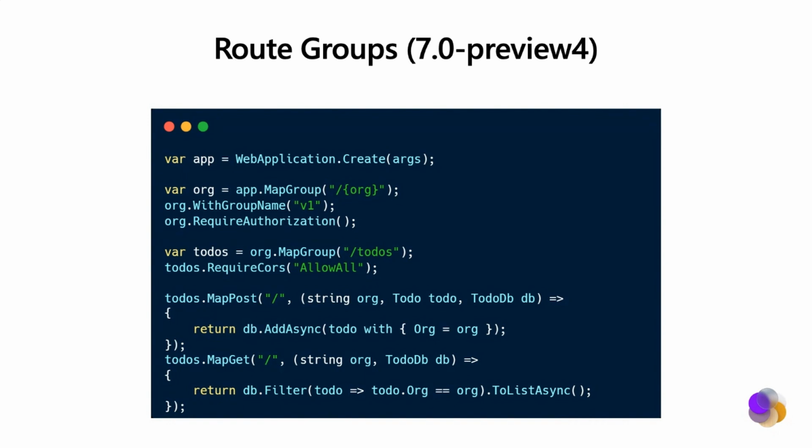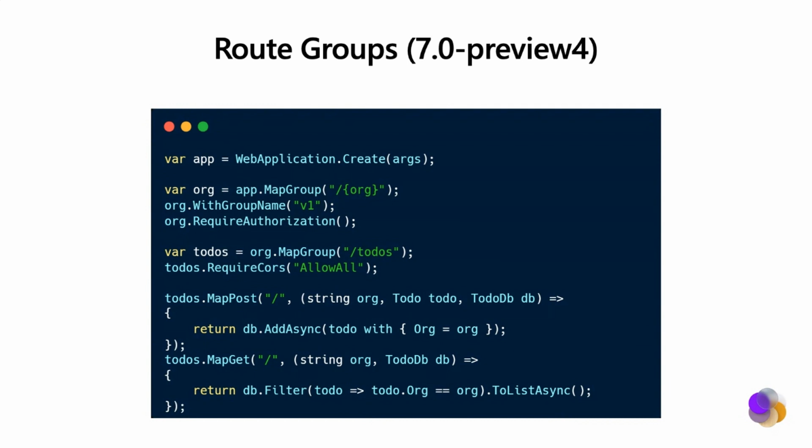The to-dos is an example of a nested group. So now we have a group of to-do endpoints that are within an org. We're going to allow CORS requests. So that means cross-domain requests, so you can make fetch API calls from different websites. Maybe they need to grab to-dos for a widget or something.